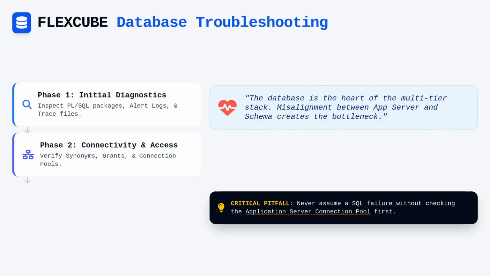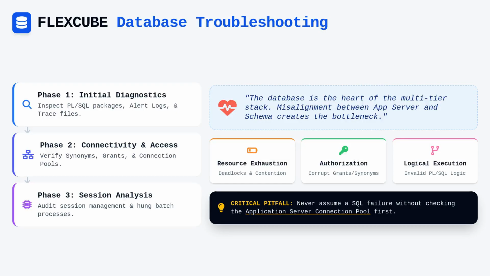A common pitfall is ignoring the state of the session management tools, which can reveal hung sessions preventing necessary batch processing updates. Systematic isolation is your best friend when faced with an opaque error code, as it forces you to categorize the problem into either resource exhaustion, authorization failure, or invalid logical execution.